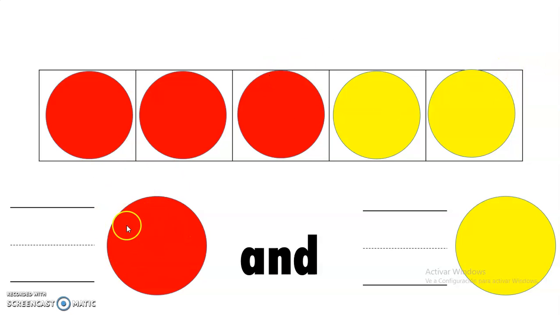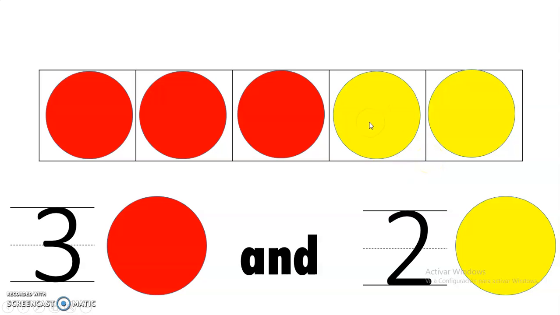Let's see how many red counters Mr. Lester has right here. 1, 2, and 3. Very good. I have 3 red counters. And how many yellow ones does Mr. Lester have here? 1 and 2. Very good. I have 2 yellows. 3 red counters and 2 yellow counters. So if I had 3 and 2, that makes the number 5.